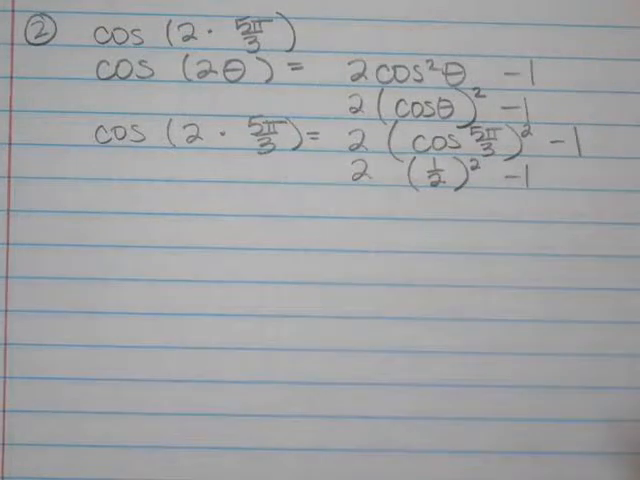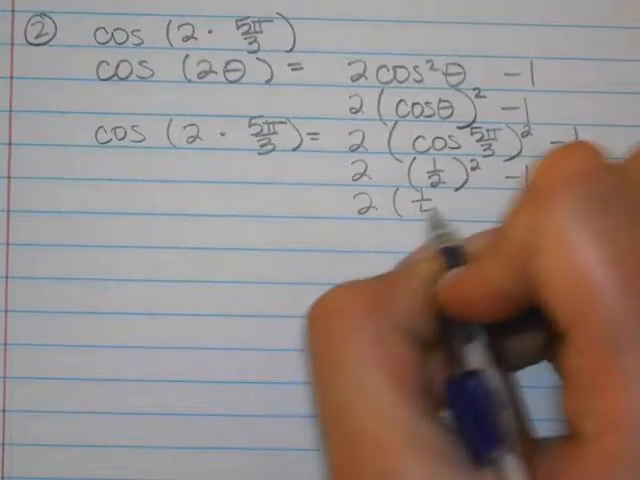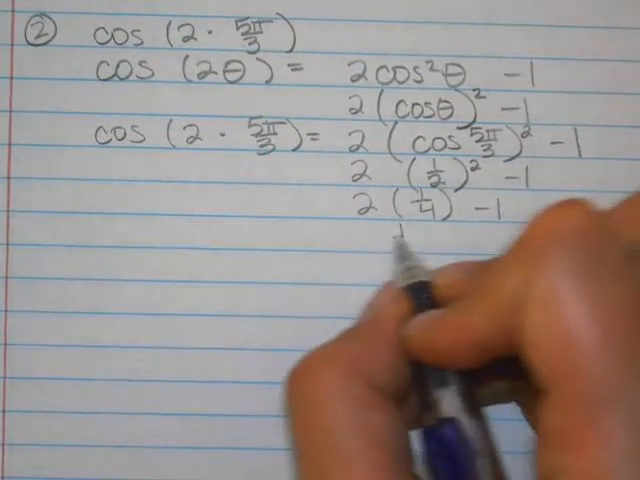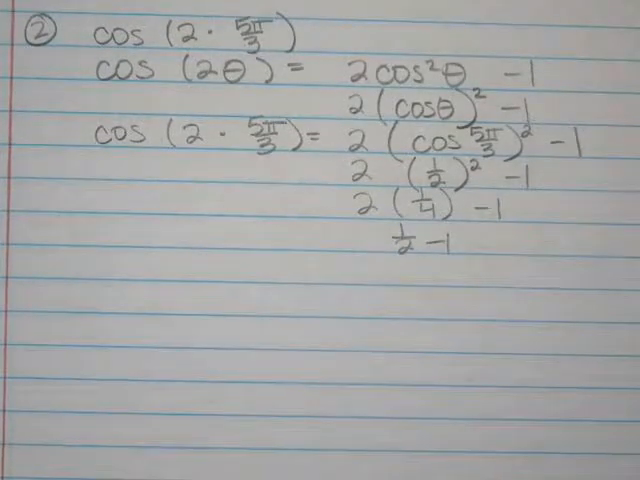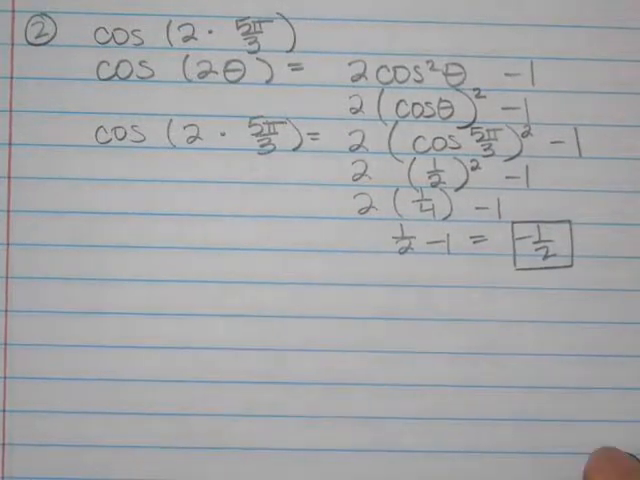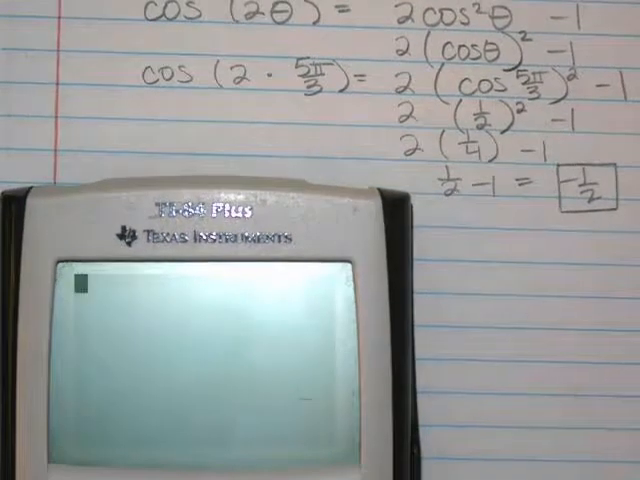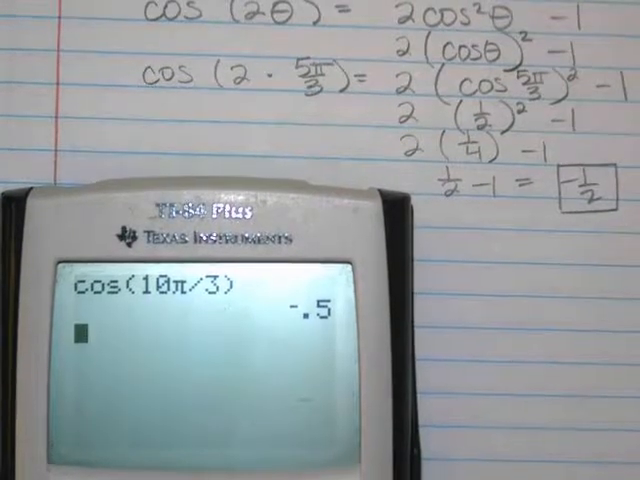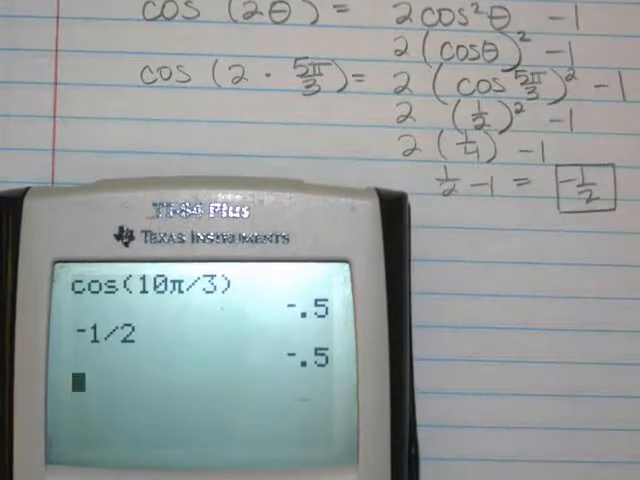So that's 1/4. So we have 2 times 1/4 minus 1. Yeah, that's 2/4, which is 1/2. We have 1/2 minus 1, which is negative 1/2. Okay. So if we want to double check our answer for that, just to make sure that we did all the math right, I was trying to find cos of 10 pi thirds. I got the answer negative 1/2. I'll go ahead and type it in and make sure my decimals match, and they do.